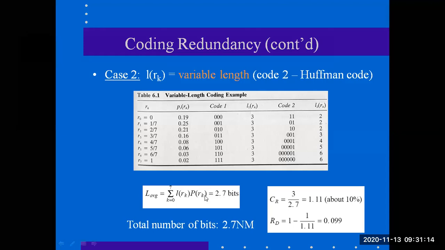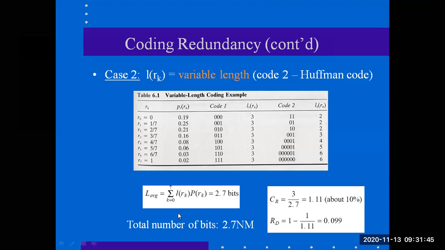So after getting your L average, what is the CR? CR, the compression ratio, is given by, for the input image N1 and the output image 2.7. So if your input is 3 bits and output is 2.7, you will get 1.11. So only about 10% is reduced. So the image can be reduced by up to 10%.